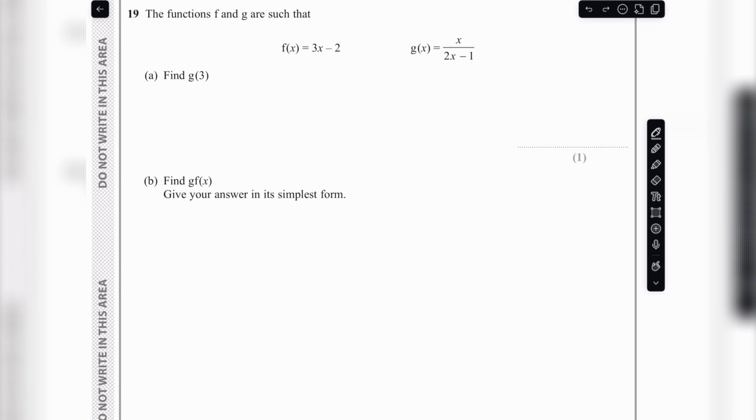In question 19, we are given two functions f and g, and in the first part of this question, we are told to find the function g of x at which x equals 3. So when we substitute x as 3 into the function g of x, we have 3 divided by 2 times 3 minus 1, and that gives us 3 over 5.